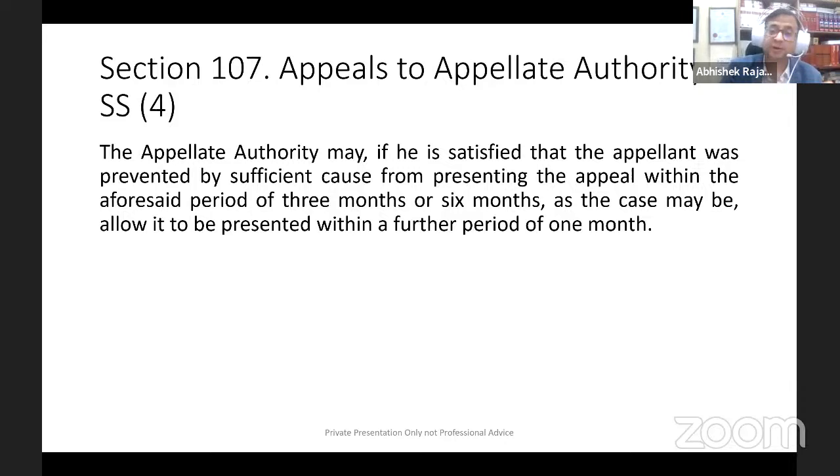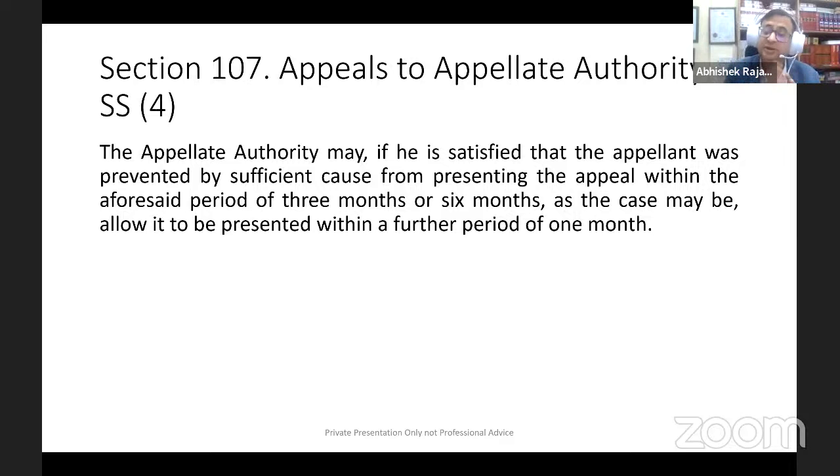Now, see, the statutory limit to file an appeal is 3 months. It is 3 months, not 90 days. It is 3 months. There is an exception also, that 3 months could be extended by 1 month more. That is condonation of delay. 1 month time is there. So 3 plus 1 month.